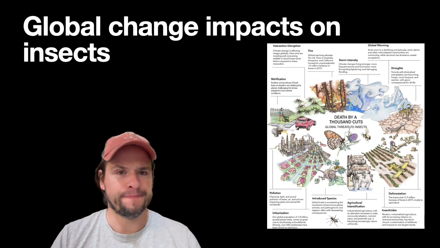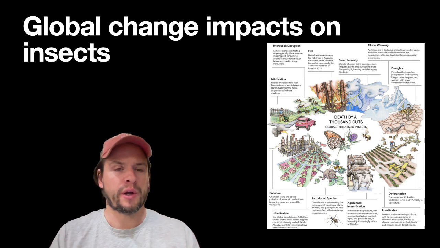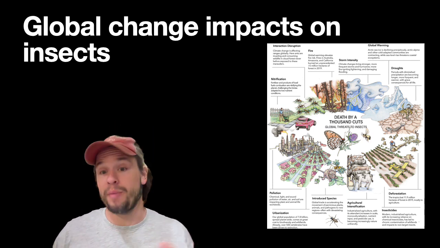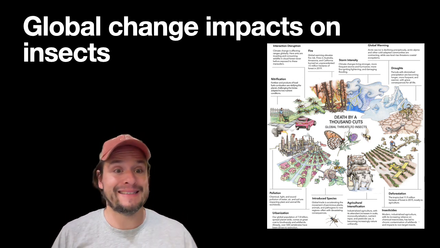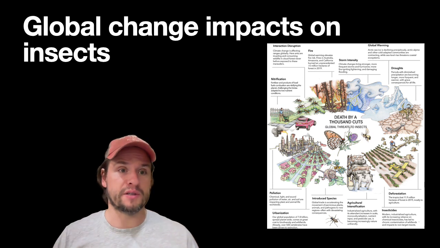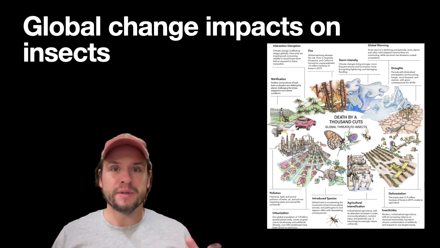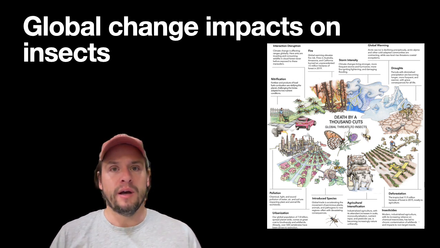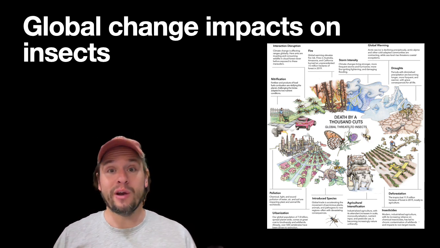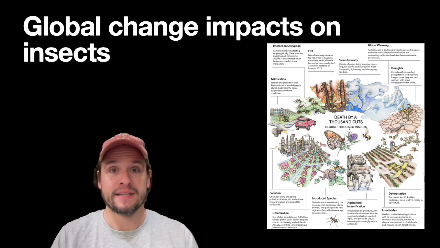All right, hello again. In this video, we're turning from understanding broad patterns of diversity in insects and the relationship between diversity, ecosystem services, and human well-being to thinking specifically about how global environmental change, the many ways in which we are changing the environment, might be impacting insects.